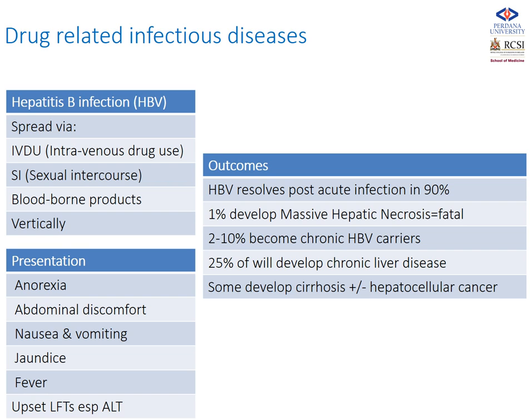Hepatitis B resolves after the first initial acute infection in about 90%. 1% may develop usually fatal massive hepatic necrosis. Up to 10% become chronic hepatitis B carriers. 25% go on to develop chronic liver disease with cirrhosis. And some of these will go on to develop hepatocellular carcinoma.